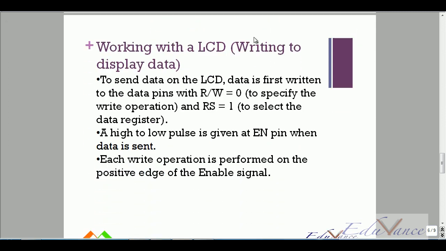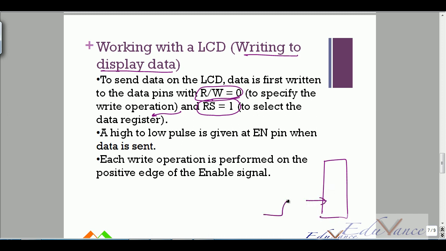So now let's understand how I work with an LCD. That is, I'm writing to the LCD to display data. As I said, my RW needs to be 0 and my RS has to be 1, so that I'm selecting the data register.